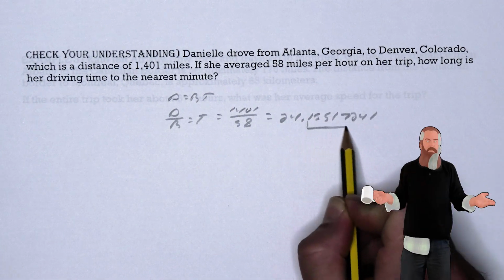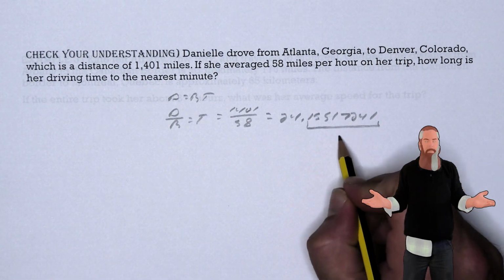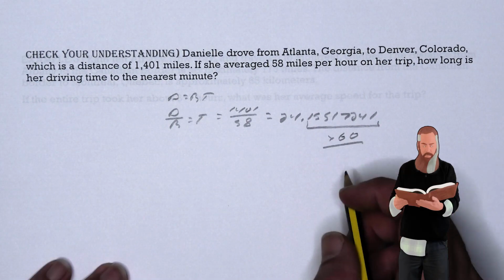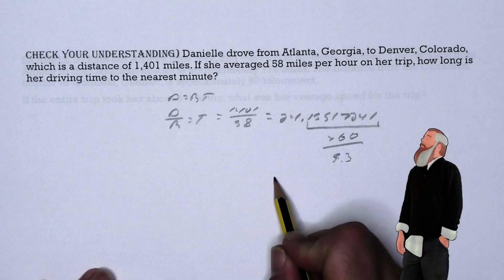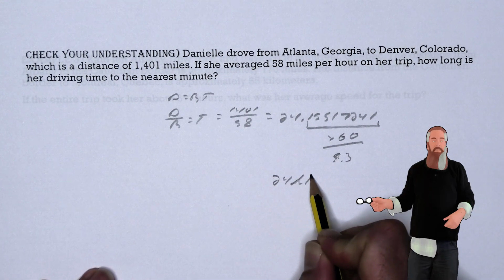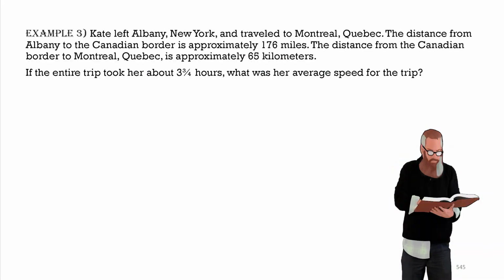This is going to give us 24.15517241. Now we're going to take this whole decimal part and multiply that by 60. And that will give us 9.3. So this trip will take 24 hours and 9 minutes. Kate left Albany, New York and traveled to Montreal, Quebec.